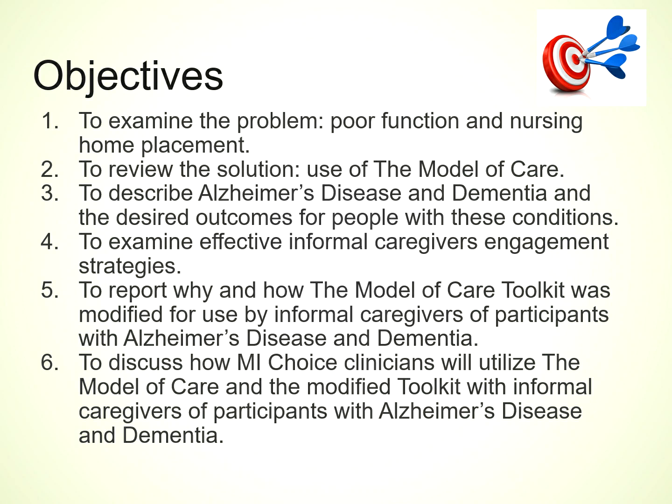Objectives for this lesson are to examine the problem, poor function and nursing home placement, and to review the solution, use of the model of care; to describe Alzheimer's disease and dementia and the desired outcomes for people with these conditions; to examine effective informal caregiver engagement strategies; to report on why and how the model of care toolkit was modified for use by informal caregivers of participants with Alzheimer's disease and dementia; and to discuss how My Choice clinicians will utilize the model of care and the modified toolkit with informal caregivers of participants with Alzheimer's disease and dementia.